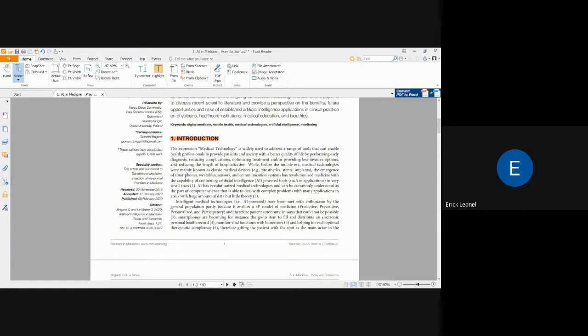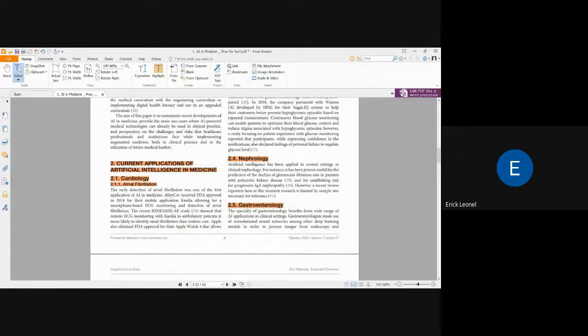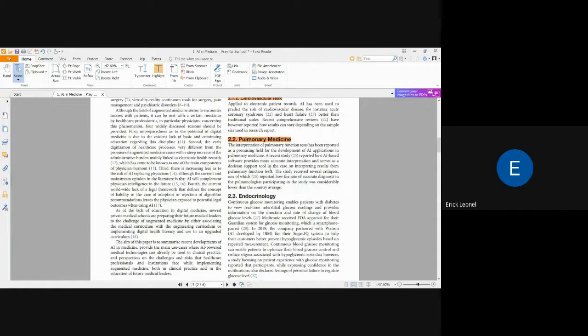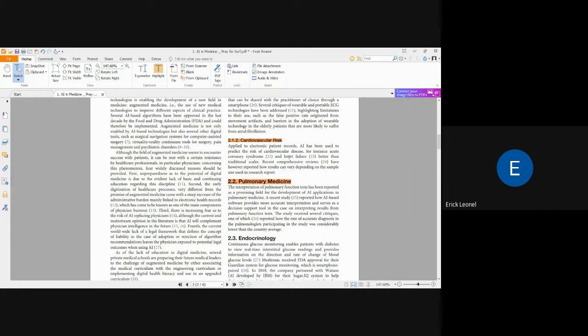In addition, they are not only enabled by AI-based technologies, but also by several other digital tools such as surgical navigation systems for computer-assisted surgery. Now we're going to talk about the current application of AI in medicine. The early detection of atrial fibrillation was one of the first applications of AI in medicine. At the same time, AI has been used to predict the risk of cardiovascular disease better than traditional scales. However, a recent review has reported that results can vary depending on the sample size used in the research.